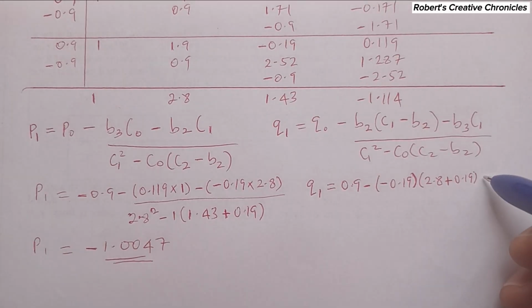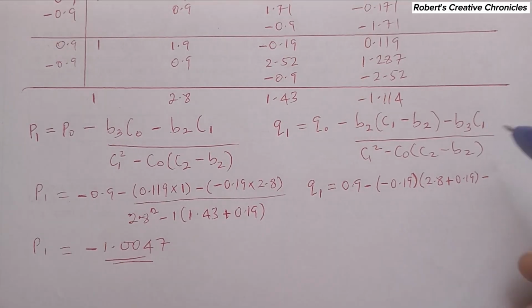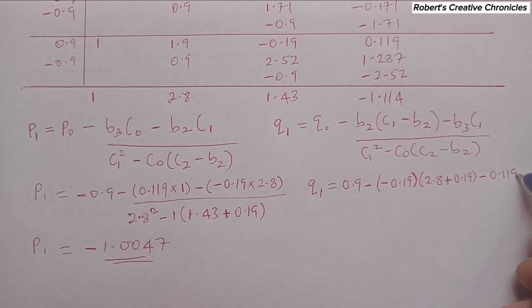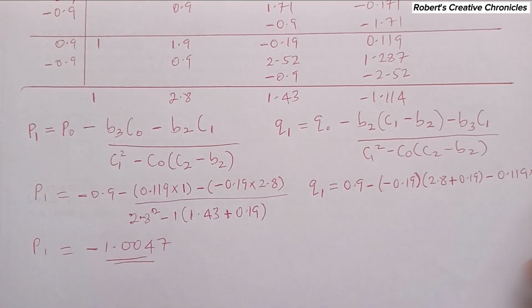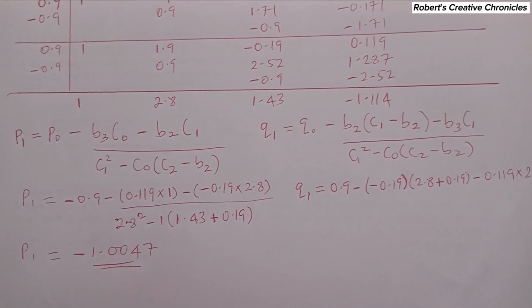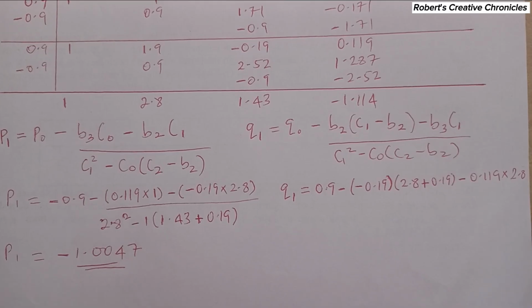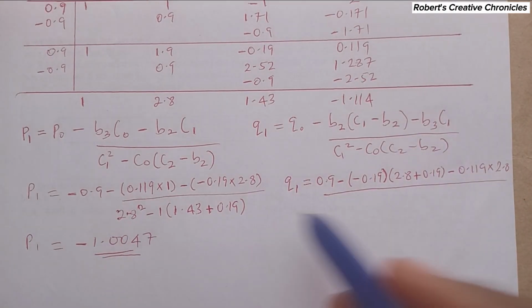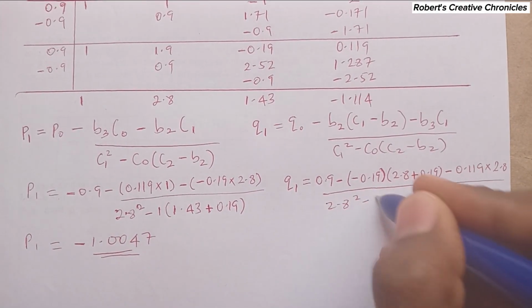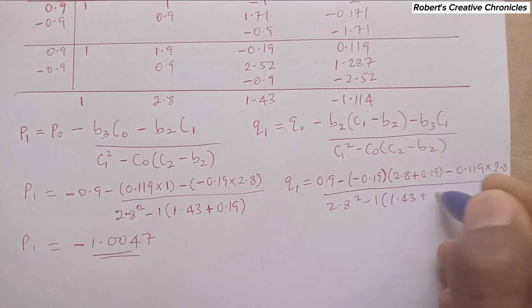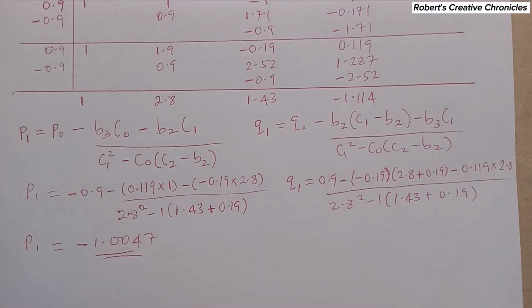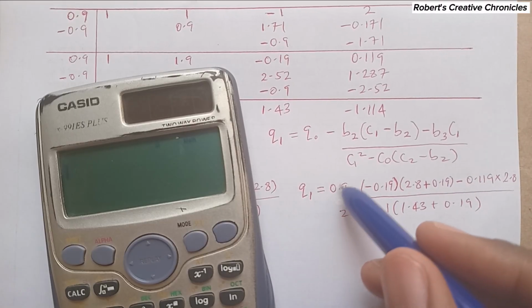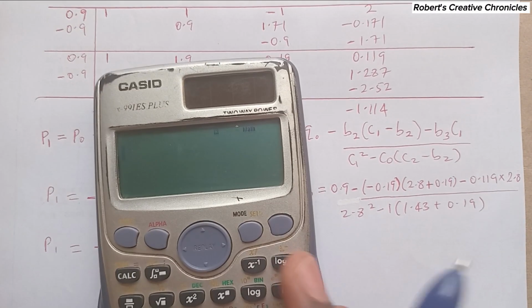Then minus what's B3? B0, B1, B2. This is B3. 0.119 times what's C1? C0, C1. 2.8. Then divided by the same thing, so it's 2.8 square minus 1.43 plus 0.19. So this division applies only to this term and this term. This one is on its own, separate. So it will be what?